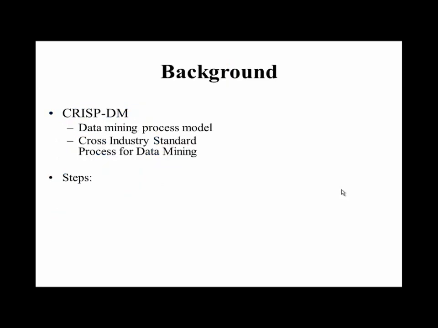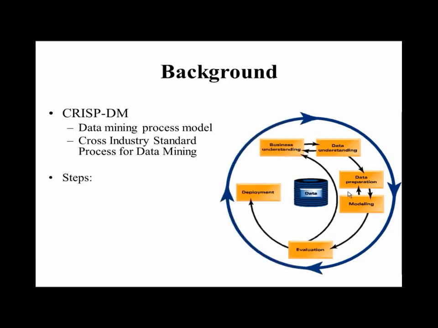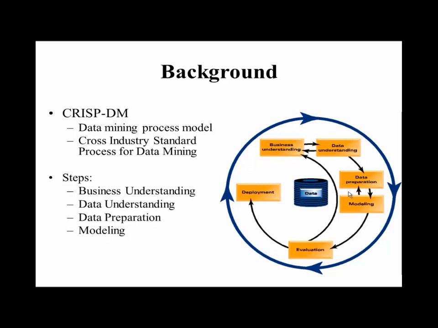In the data mining process, the CRISP model is a very popular and commonly used approach. It refers to the Cross-Industry Standard Process for Data Mining. The steps to implement for this model are: first, business understanding; second, data understanding; third, data preparation; fourth, modeling; fifth, evaluation; and sixth, deployment of the model.